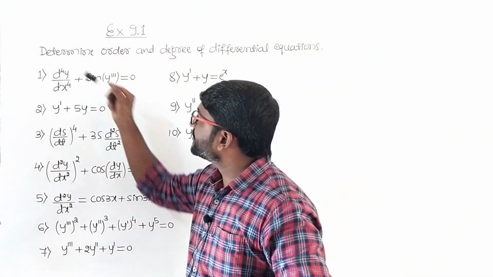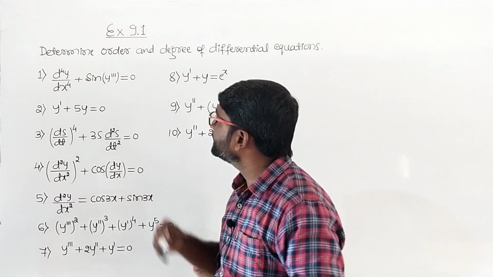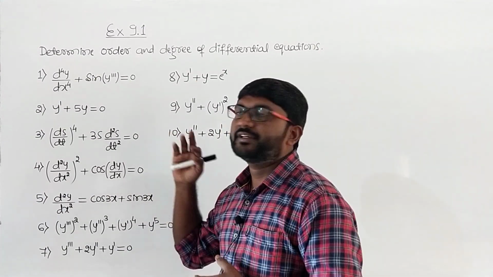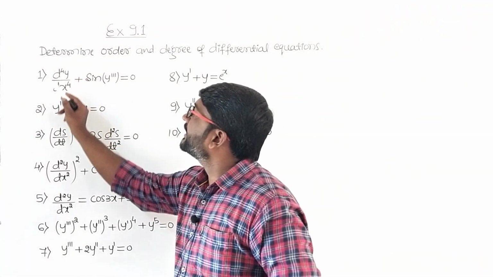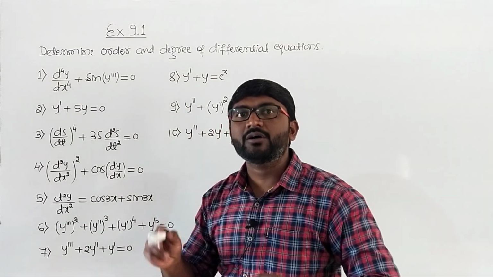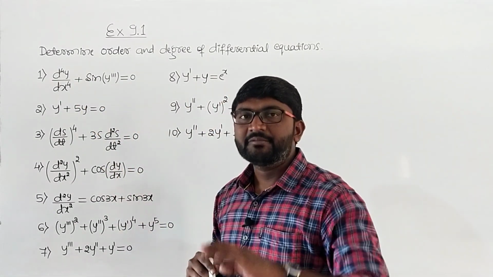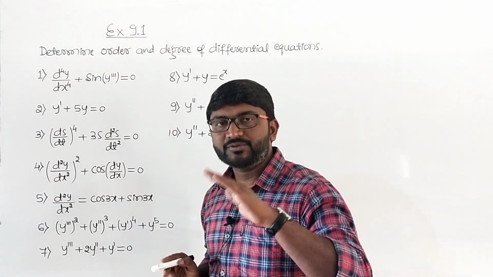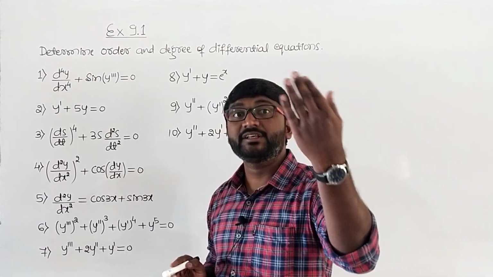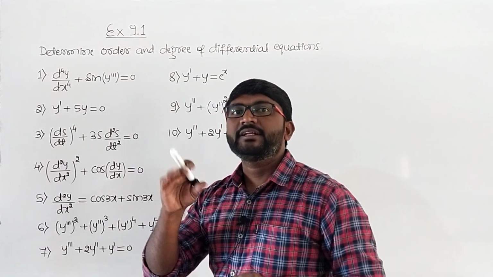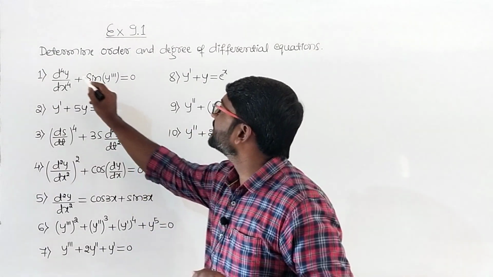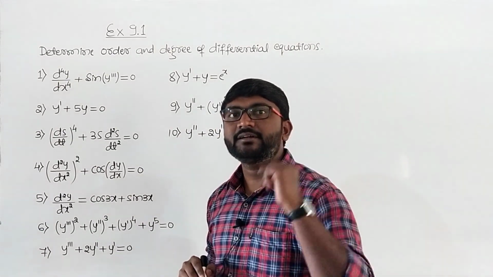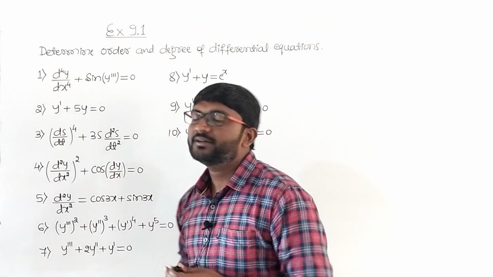We have d^4y/dx^4 plus sin(y''') equals 0. Here the highest order derivative is of the fourth order, which means the order of this differential equation is 4, whereas the degree is not defined because here we have sin of d^3y/dx^3. Whenever you have sin of dy/dx or sin of d^3y/dx^3, the degree is not going to be defined, because this differential equation is not a polynomial in the derivatives, that is y', y'', y'''. So that is why the degree is not defined.